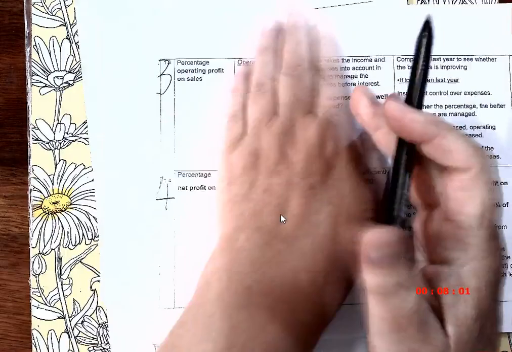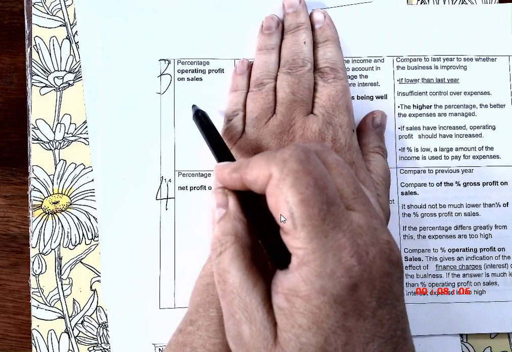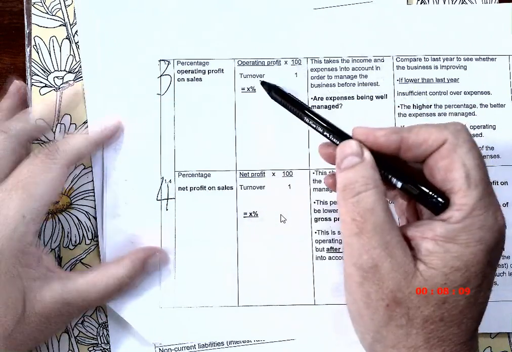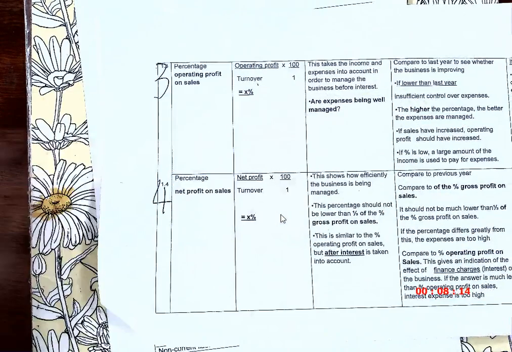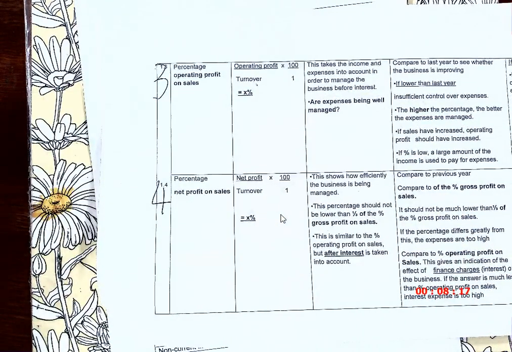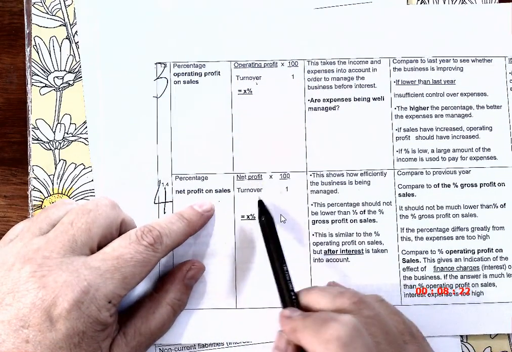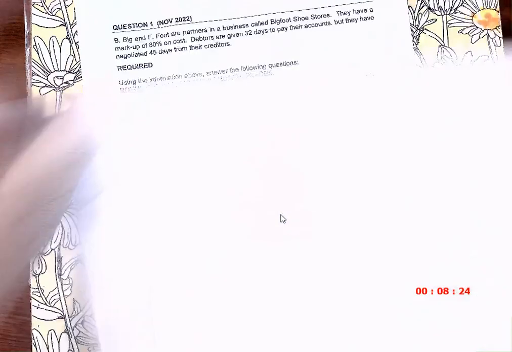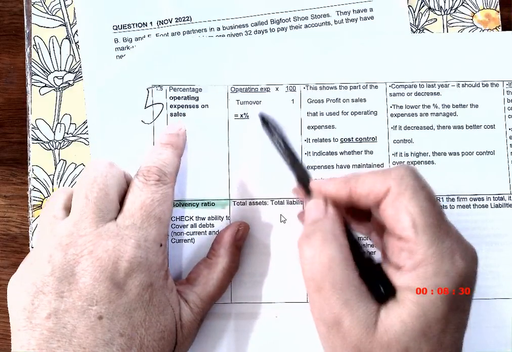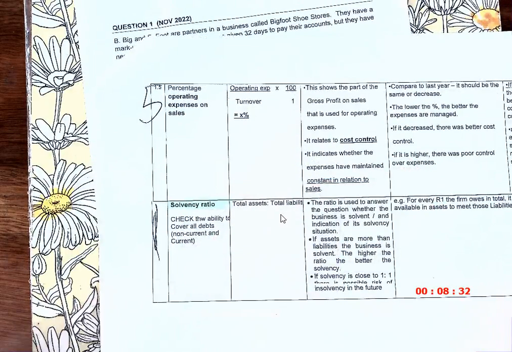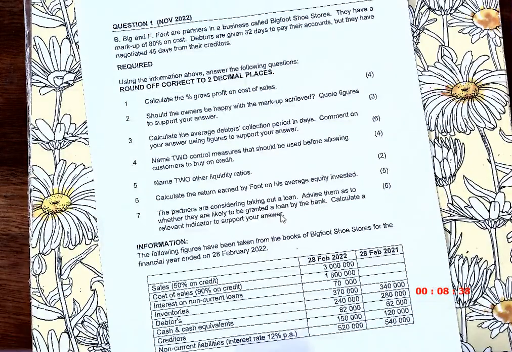Percentage of operating profit on sales. What's going to be on top? Oh, come on. Operating profit on turnover. Turnover being sales less debtors allowance, meaning the sales at the top of your income statement. If I say net profit on sales, net profit on top, sales at the bottom. Operating expenses on sales, expenses on the top, sales at the bottom. Can you see? Okay. Now, let's go look at the meaning of this.